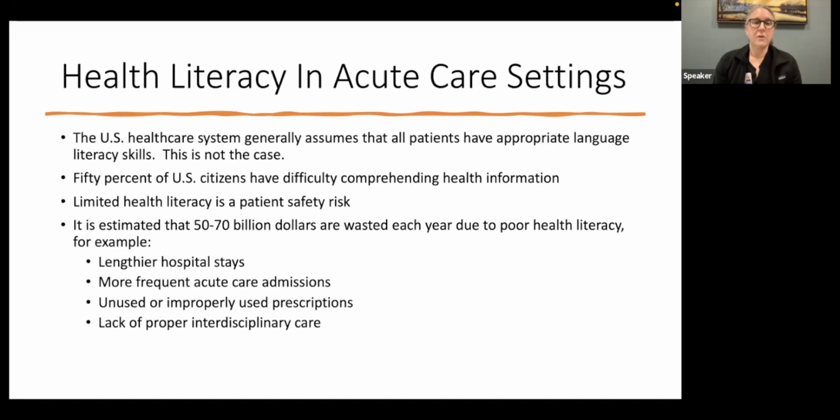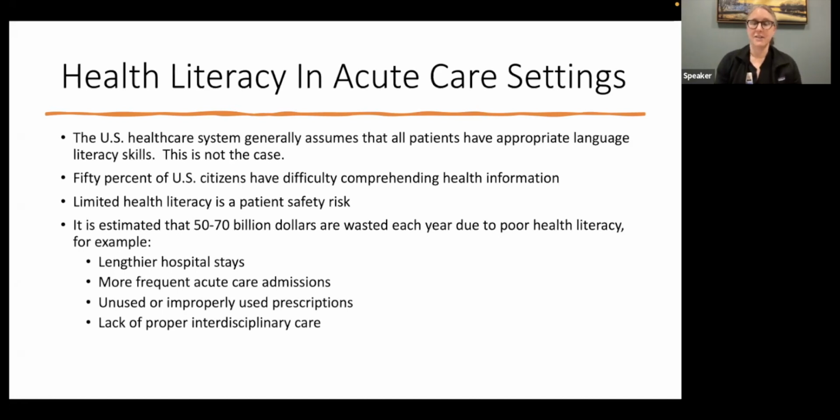So in general, the U.S. healthcare system assumes that all patients have appropriate language literacy skills, and we know that this is not the case. 50% of U.S. citizens have difficulty comprehending health information. Health professionals work in health literacy and terminology and language every day, and we're presenting information to patients every day. And so we are very familiar with that terminology.